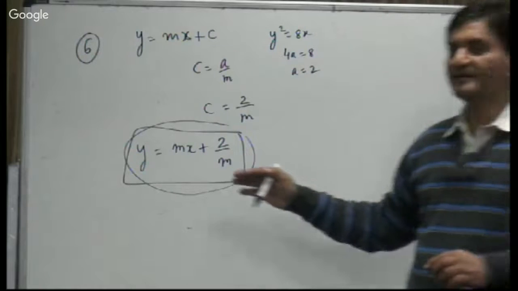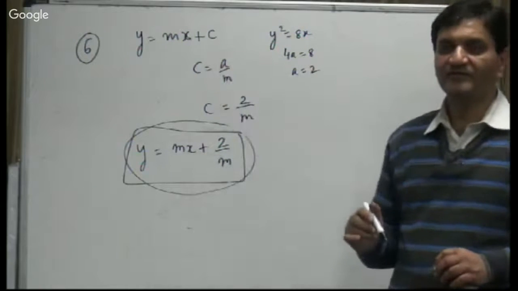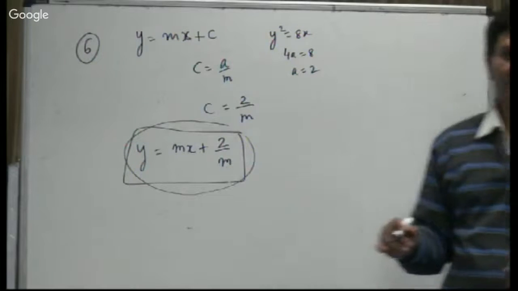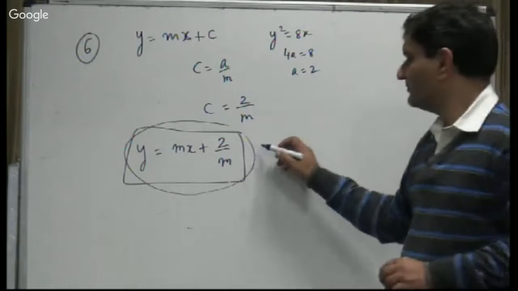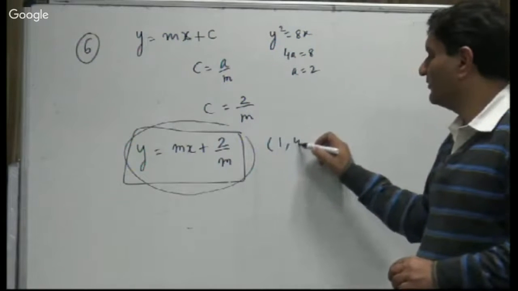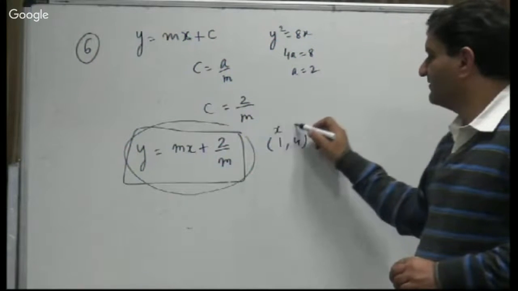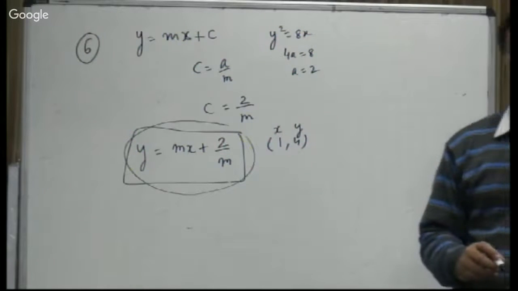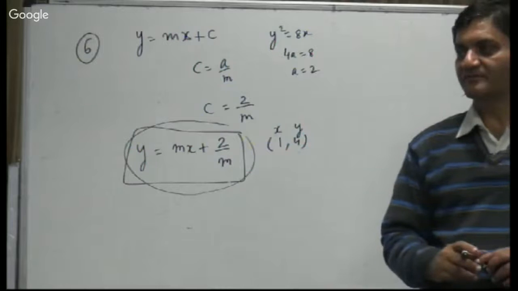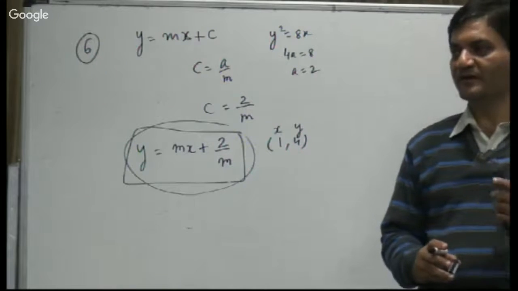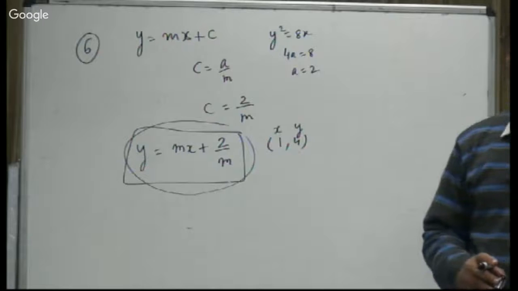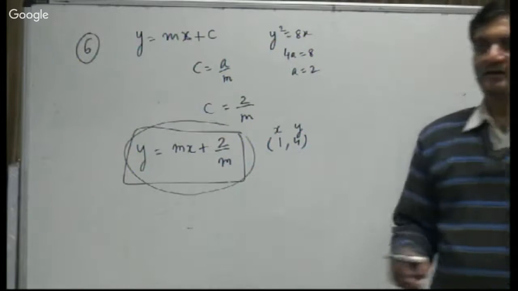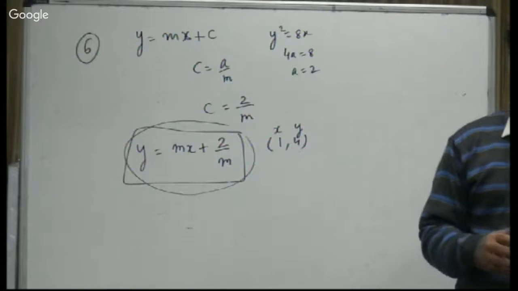Since this tangent is passing through the point 1, 4, the coordinates of the point 1, 4 will satisfy it. Is that clear to you? Since this passes through 1, 4, in place of x and y you substitute this and then find the value of m. You will have a quadratic equation. See, from a point outside the parabola, two tangents will be drawn. So there will be two values of slope. Is that clear to you?